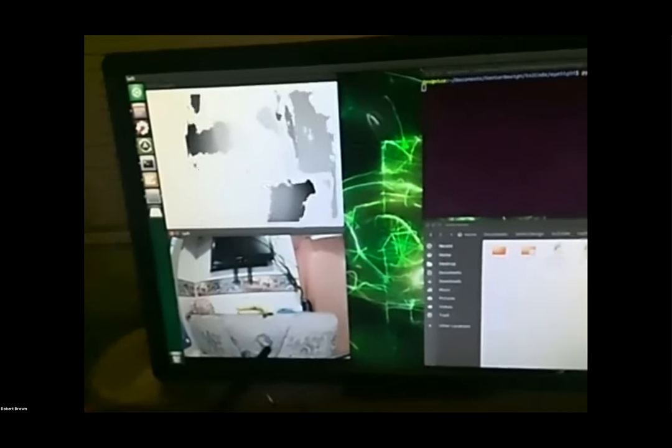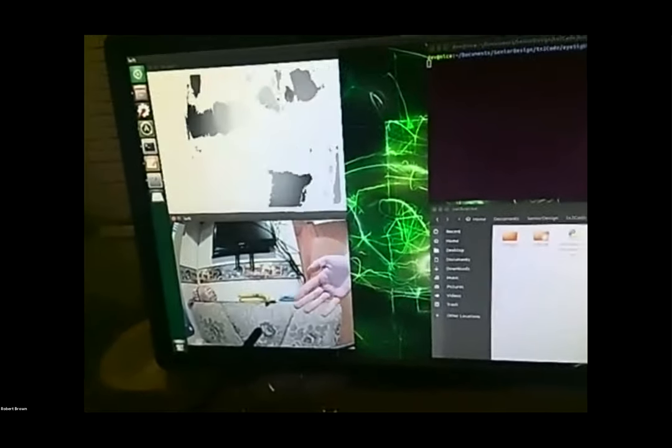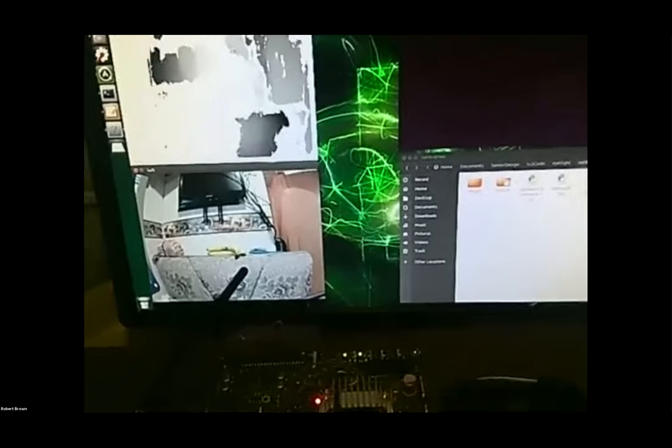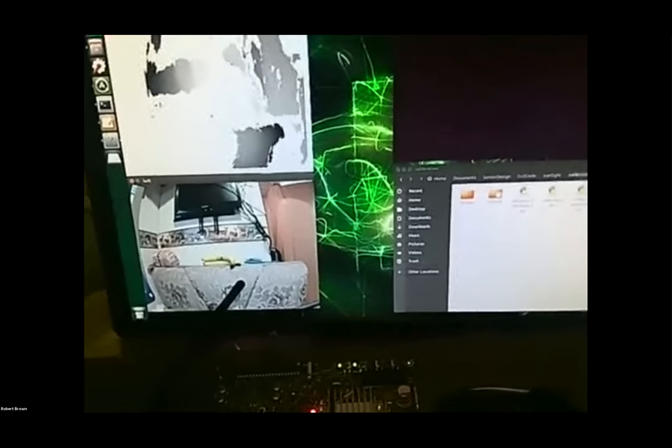Okay. So the camera feed right here, it's a normal feed at the bottom. There's my hand moving in front of it. And then at the top, it's not that good currently because we did not adjust the parameters, but that is a disparity image, which is essentially a depth image made by taking the difference between two images, since we do have a pair of cameras right here.